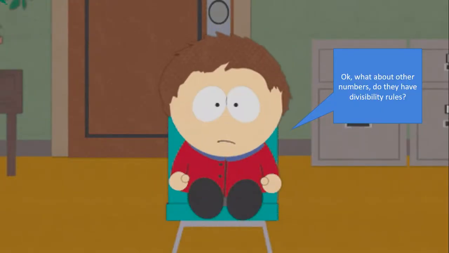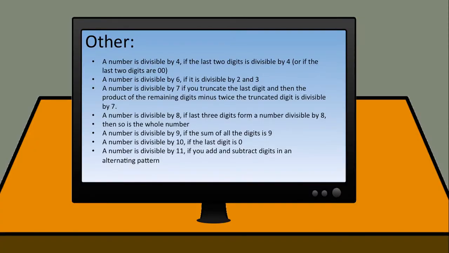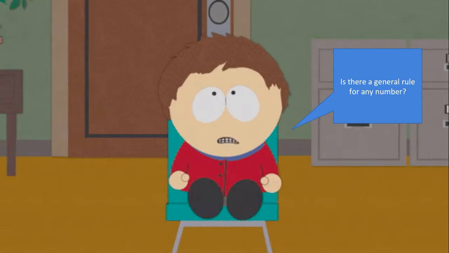What about other numbers? Do they have divisibility rules? There are more rules for divisibility, as shown, and these can be proved in similar ways using modular arithmetic. So is there any general rule we can use for any number?